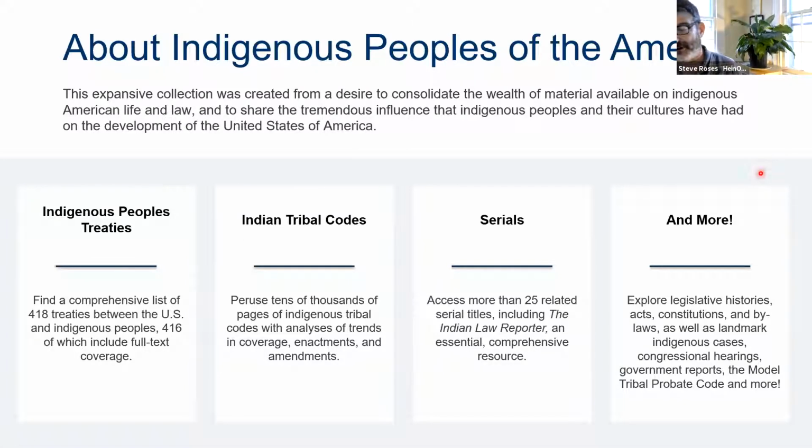What are some of the additional materials? Like HeinOnline Academic itself, we have legislative histories. It's important to see congressional intent, or what the Senate and the Congress intended by certain statutes. So you're able to look up Indigenous statutes or statutes related to Native peoples, and see the legislative history and the acts. You're able to see the constitutions of specific tribes, bylaws, landmark Indigenous cases, full text congressional hearings dealing with Indigenous peoples, government reports, the Model Tribal Probate Court, and more.